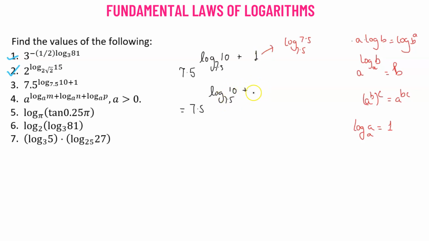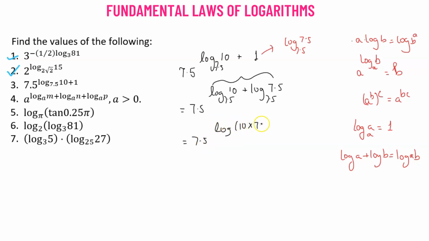So instead of 1, now we were substituting with log of 7.5 with the base of 7.5. The only reason we're doing this is because now we can combine these two logarithms. They have the same base. With our property, if we have log of a added to log of b, that will be equal to log of a times b. So this gives us 7.5 raised to the power of log of 10 multiplied by 7.5 with a base of 7.5. That means we have 7.5 raised to the power of log of 75 with a base of 7.5.